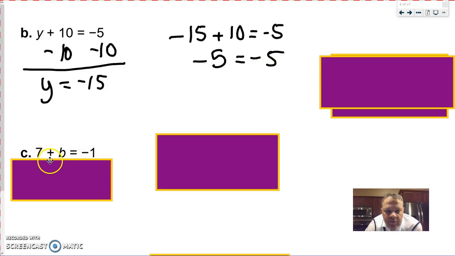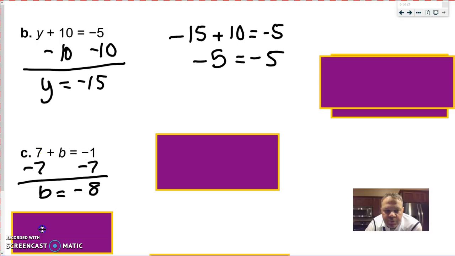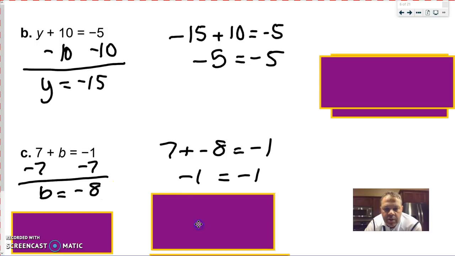In this case, I have 7 is positive, so to get rid of that 7 or make it 0, I am going to subtract 7. What I do to the one side, I must do to the other side. So I'm going to subtract 7 over here. Negative 1 plus negative 7 is negative 8. Again, to check that answer, 7 plus negative 8 equals negative 1. Different signs equal negative 1. Negative 1 equals negative 1.